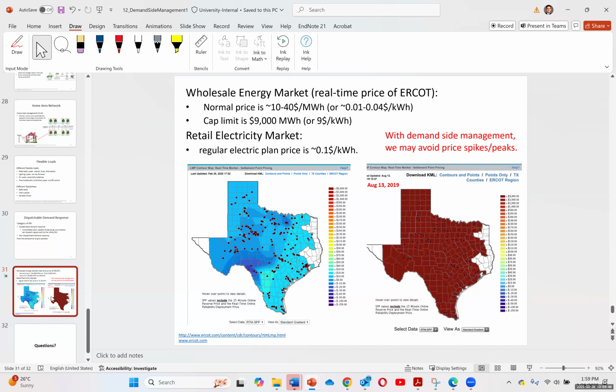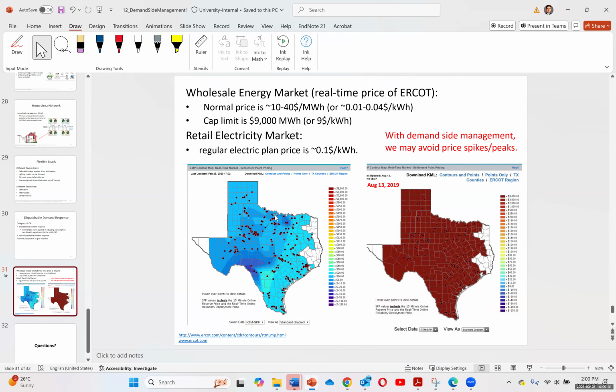So just to summarize everything, this is an example of a wholesale energy market and real-time price of ERCOT in Texas. The normal price is $10 to $40 per megawatt hour, or 1 to 4 cents per kilowatt hour. The cap limit is $9,000 per megawatt hour, or $9 per kilowatt hour. The retail electricity market, the regular electricity plan price, is about $0.1 per kilowatt hour, or 10 cents per kilowatt hour.